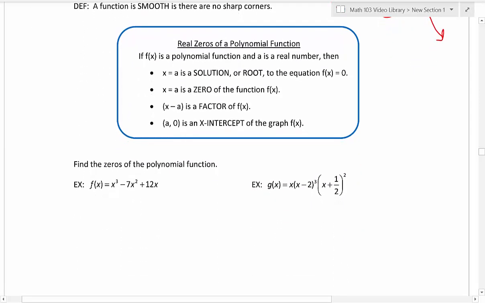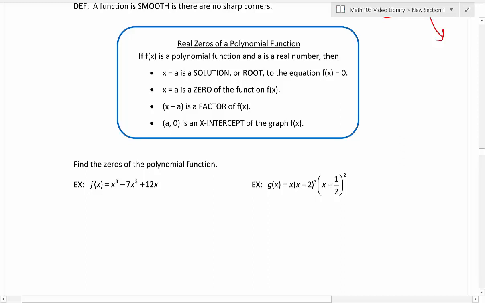There are a few more vocab words we need to discuss before we talk more about graphing. If f of x is a polynomial function and a is a real number, then x equals a is a solution or root to the equation f of x equals 0. We're used to the vocab word solution. It's the answer when we solve an equation, but the term root can be used as well. Solution and root are interchangeable words.